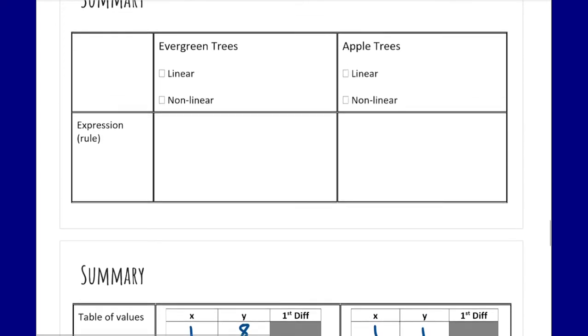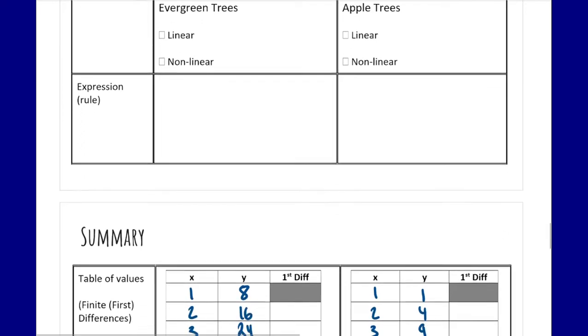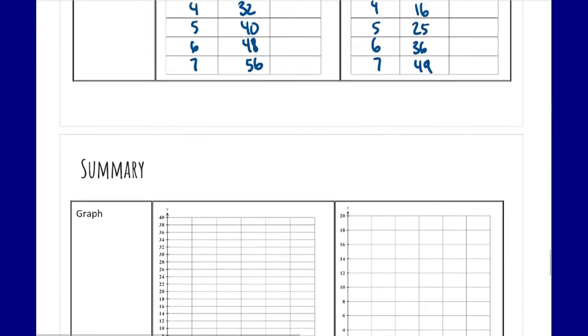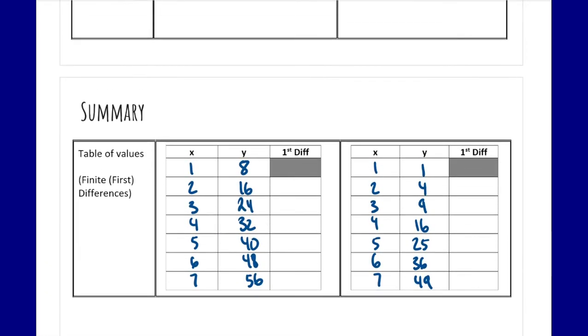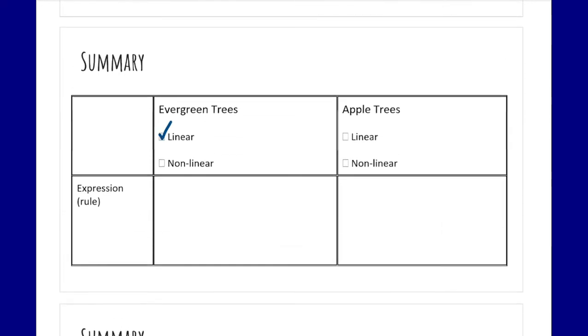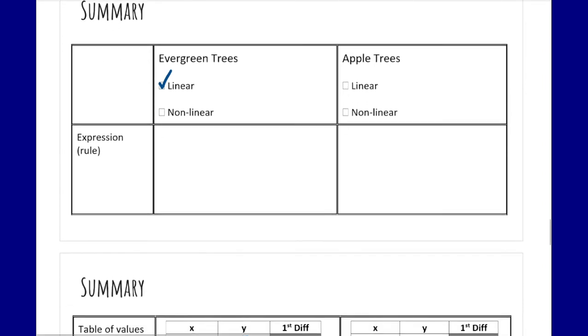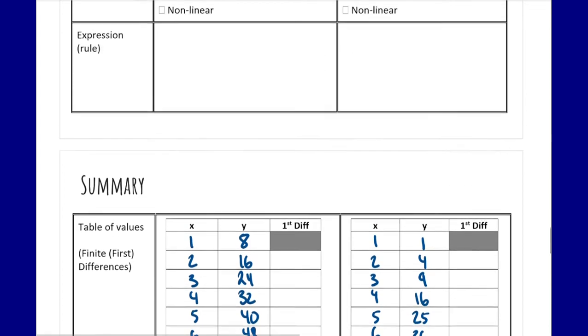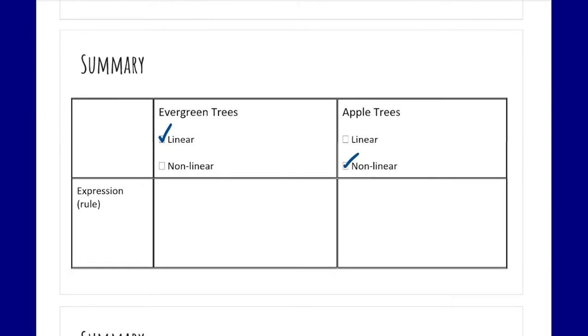So, the first question asks, which is linear and which is nonlinear? Well, looking at the tables, if we wanted to graph this, which we could, and we will later, we should see that the evergreens are increasing by a consistent amount. And we should determine that that is linear. The apple trees, however, are not increasing by a consistent amount. They're not increasing by the same amount every time. So they are nonlinear.